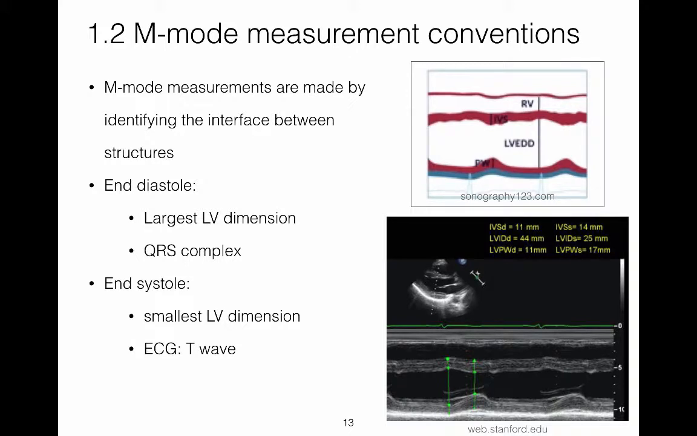M-mode measurement conventions. M-mode measurements are made by identifying the interface between structures. When measuring the LV, the 2 points of interest in the cardiac cycle again are end diastole and end systole. These time points can be recognized by observing the size of the ventricle and, secondly, by referring to the ECG. The image at the bottom of this screen provides an example of how the measurements are made.